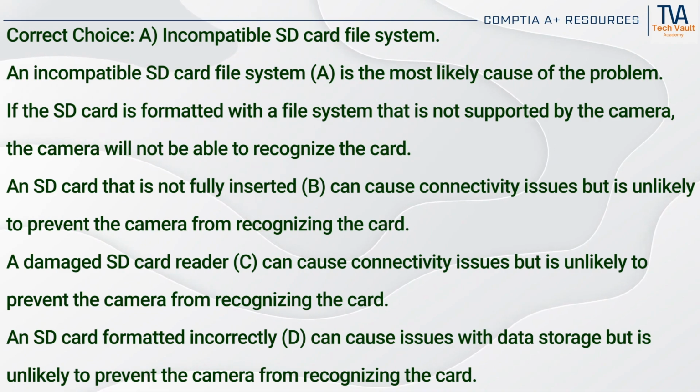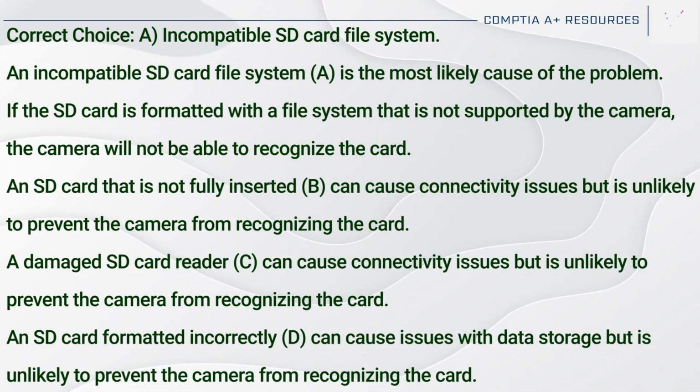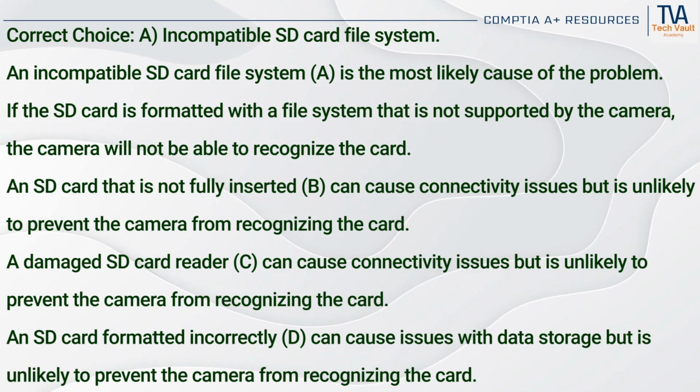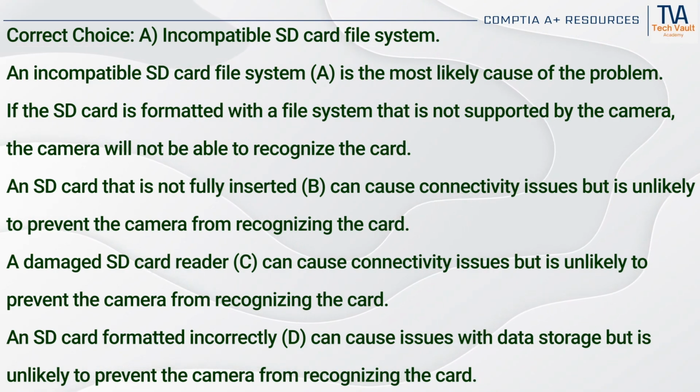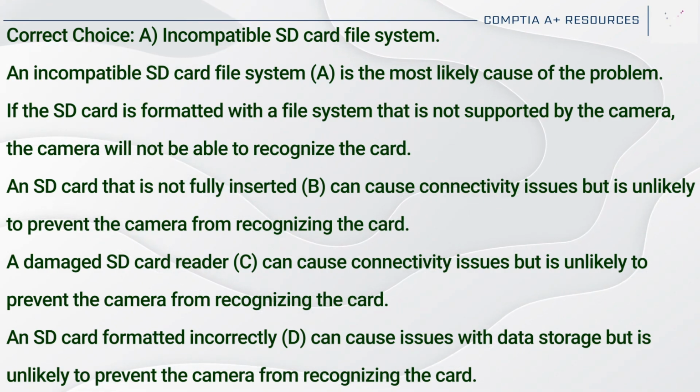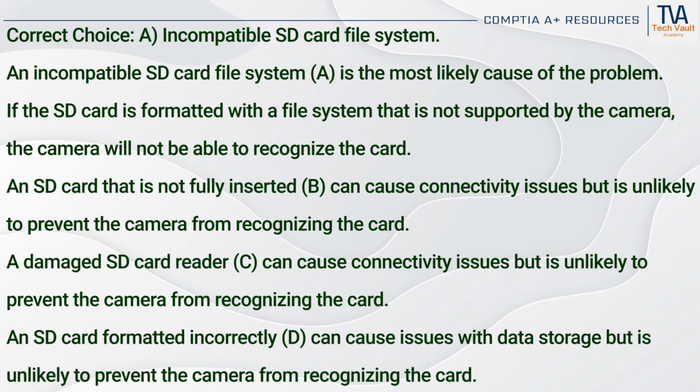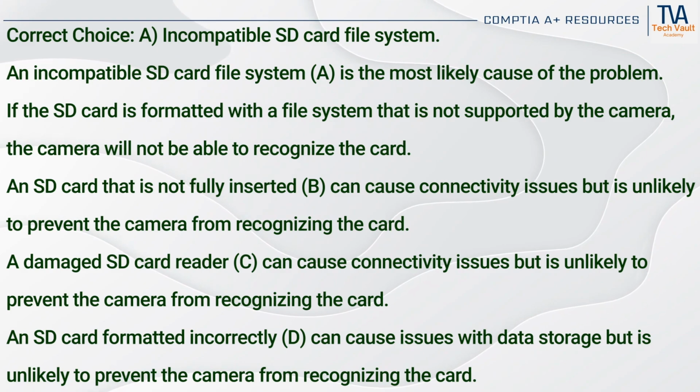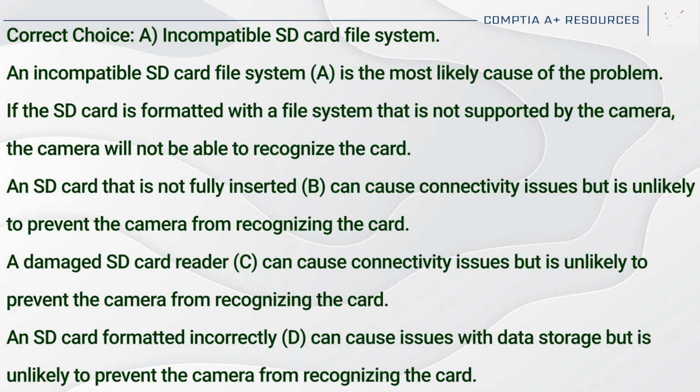An SD card that is not fully inserted, B, can cause connectivity issues, but is unlikely to prevent the camera from recognizing the card. A damaged SD card reader, C, can cause connectivity issues, but is unlikely to prevent the camera from recognizing the card. An SD card formatted incorrectly, D, can cause issues with data storage, but is unlikely to prevent the camera from recognizing the card.